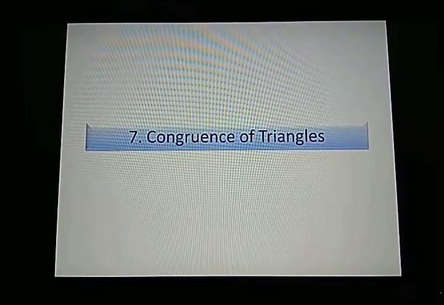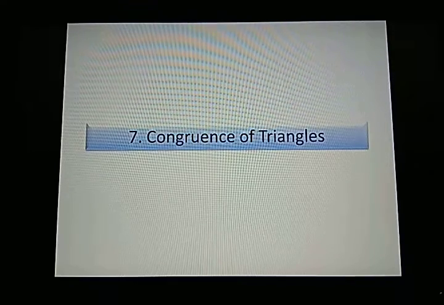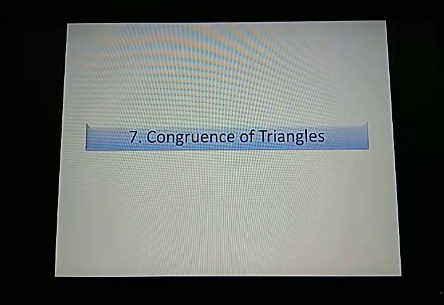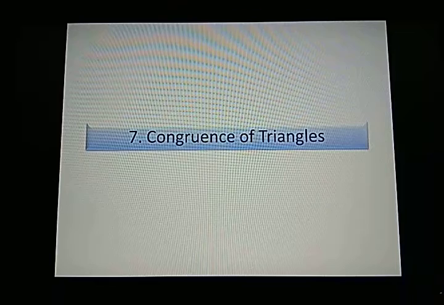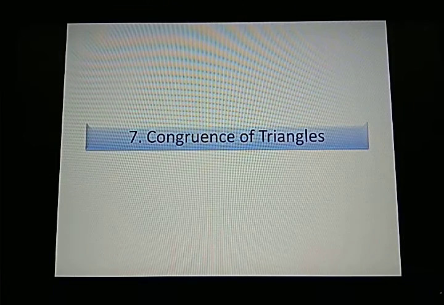Hello everyone. Today we're going to start a new chapter, and the name of our chapter is Congruence of Triangles. This is the 7th chapter from your textbook. In this chapter we are going to discuss the congruency of triangles.